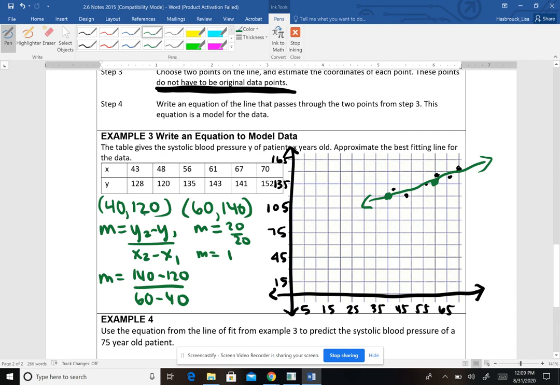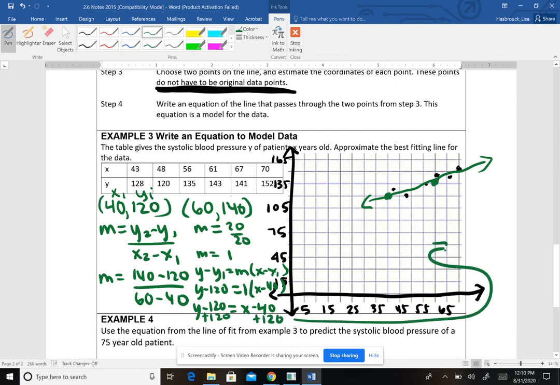From there, I'm going to use one of my original points and the slope to write an equation of a line in point slope form, which we've done in previous sections. So I'm going to use the 40, 120 as my x1 and y1. So y minus 120 equals 1 times x minus 40. And then from there, you would want to distribute the 1 to get x minus 40 equals y minus 120. And then we add that 120 to both sides. So my final answer, which I'm going to put over here, is y equals x plus 80. And that's it for that problem.